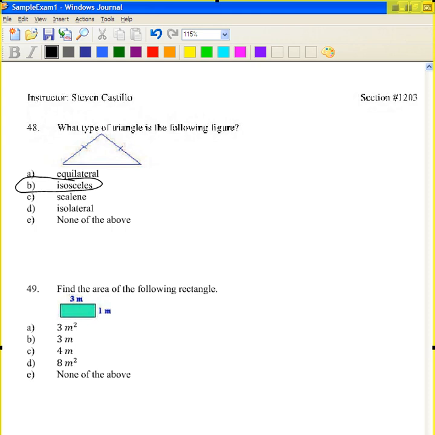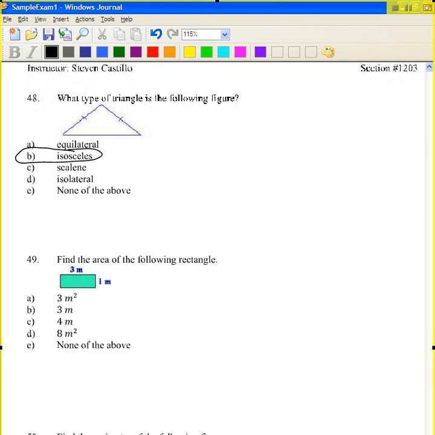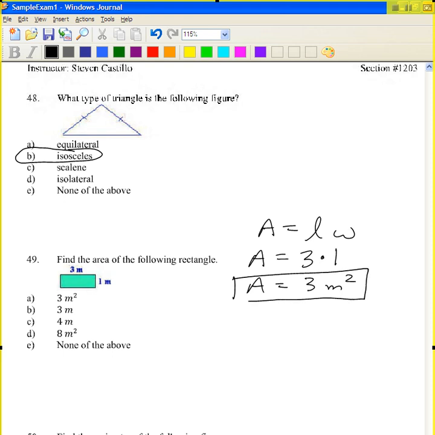49. Find the area of the rectangle. Well, the area of a rectangle is length times width. So this has a length of 3 and a width of 1. 3 times 1 is 3. And so the area is 3 square meters. A.